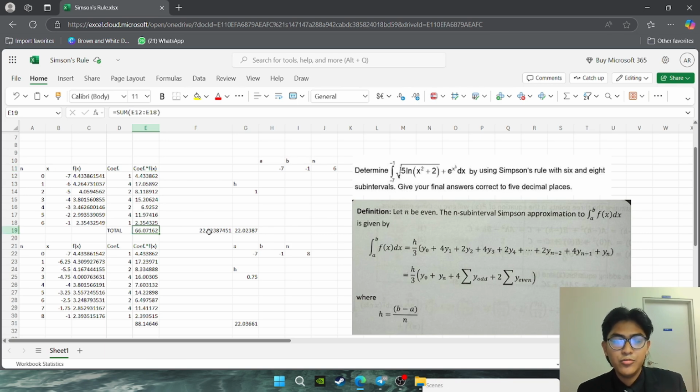And from the total, to get the area under the graph, we just need to use this formula, which is h over 3 multiplied by the total itself. So this is our area under the graph for the subinterval 6.